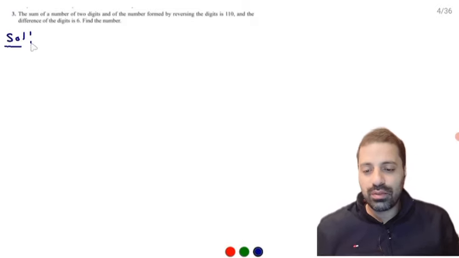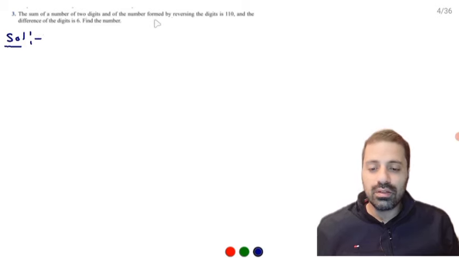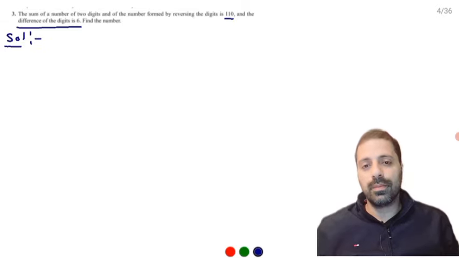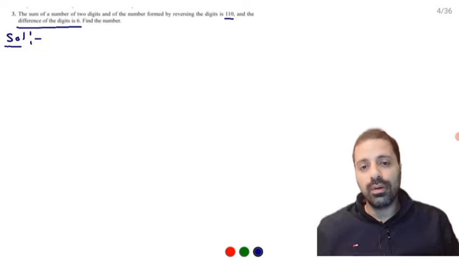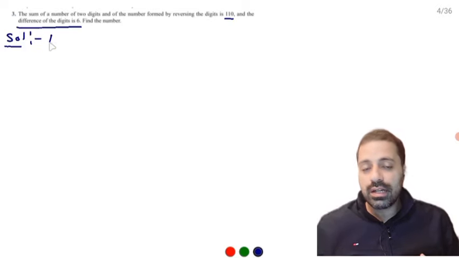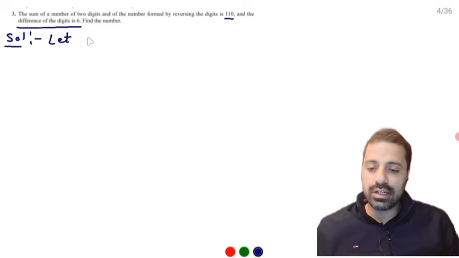Now in question number 3, read the question and try to understand. The sum of the 2-digit number and the number formed by reversing the digits is 110, and the difference of the digits is 6. Here the difference of digits is given as 6. So what process do we have to apply here? What will be our strategy to solve this question? The strategy is very clear.